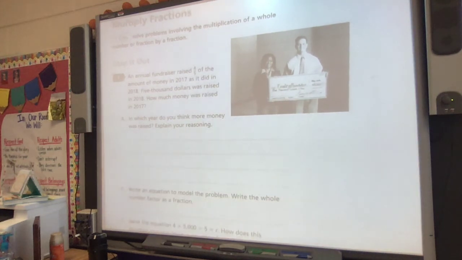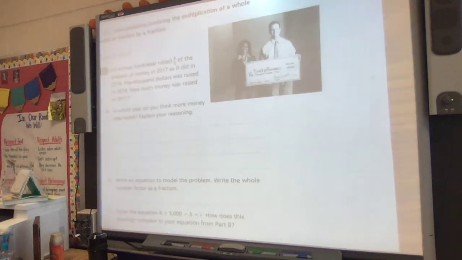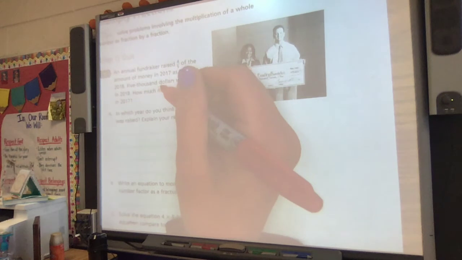Now always keep in mind what makes sense for your answer to be. Like we've said, if we're multiplying a whole number by a fraction, or by something smaller than 1, then we're going to get something smaller than that whole number. So just keep things like that in mind. Alright, so let's start looking at this.